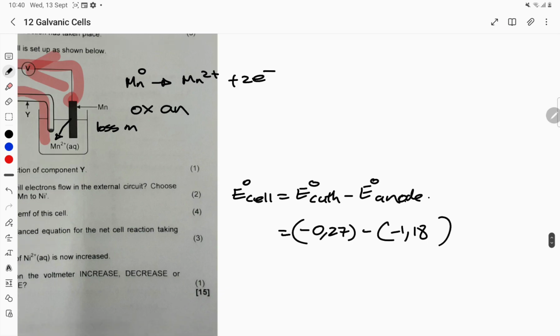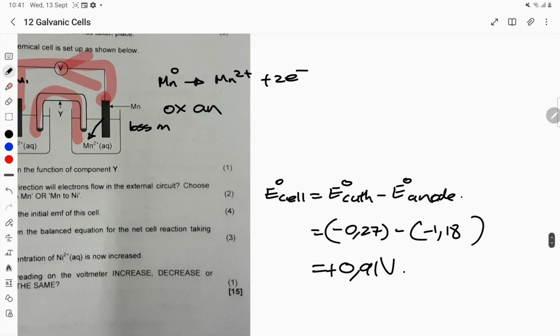Just double check. Yes. So it doesn't matter. You just plug those values in as they stand there, no matter if the thing's being reduced or oxidized. We just plug it in. This sign will tell us what's happening. So if we get a final answer of 0.91 volts, a positive value, it means it's a spontaneous reaction, but it kind of does tell you that anyway.